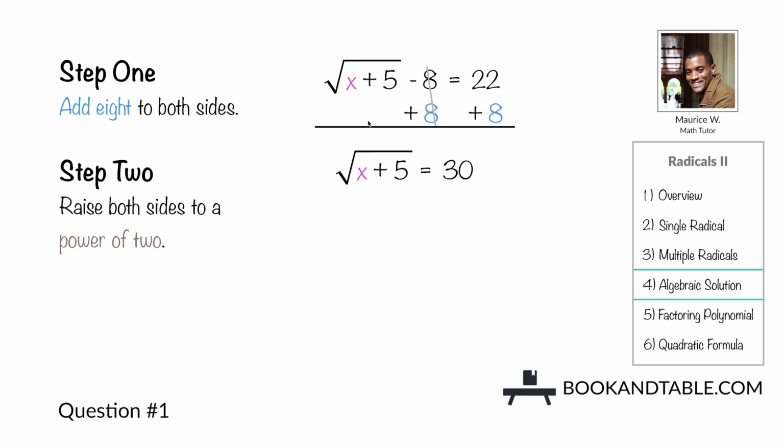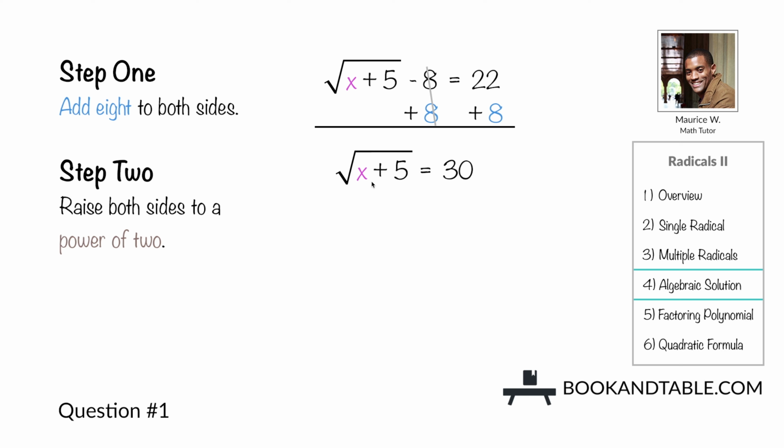Question number 1. We were given radical x plus 5 minus 8 is equal to 22. You want to isolate the radical, so you remove the constant on the same side as the radical. So step 1, add 8 to both sides. Negative 8 and positive 8 cancel, leaving you with just radical x plus 5 on the left side. And on the right side, you have 22 plus 8, which gives you 30.